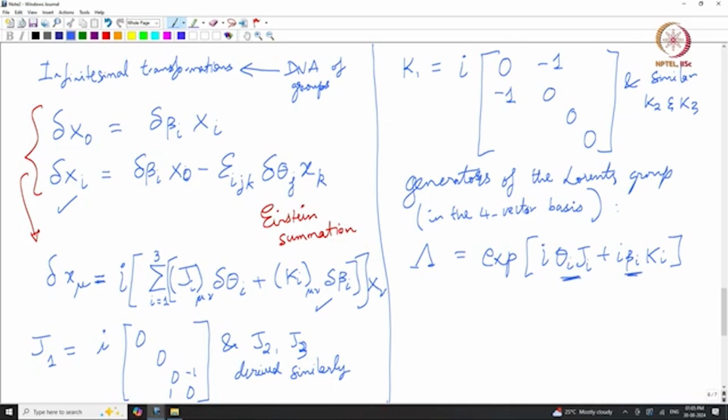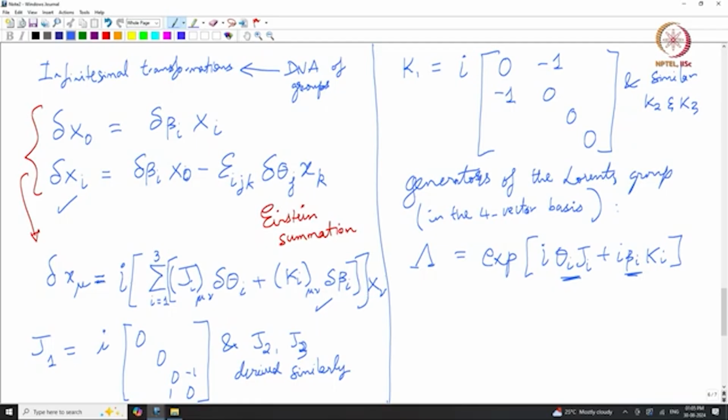For that I just have to hit the rotations with the relevant generator for the rotations, and I have to hit the actual amount of boost with the relevant generator for the boost. So it is intuitive why it is called a generator. This generates the entire group basically. Using infinitesimal transformations you can generate the entire group.